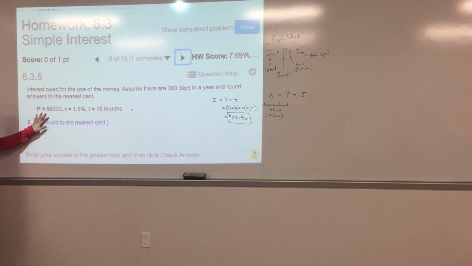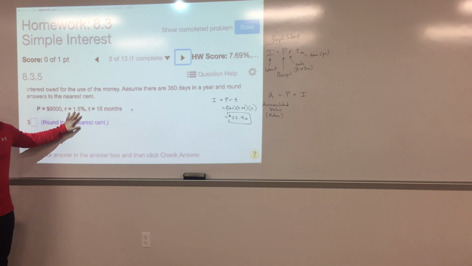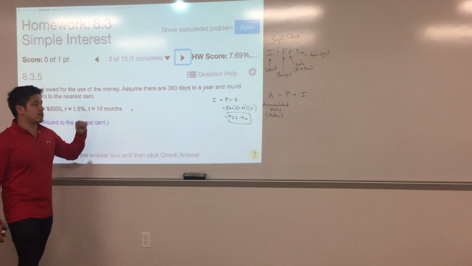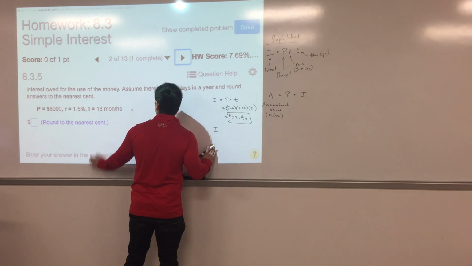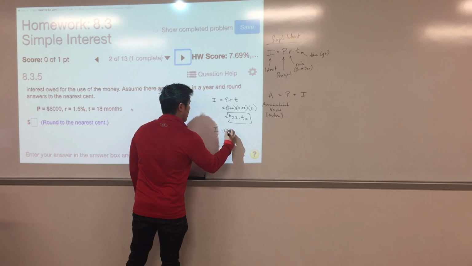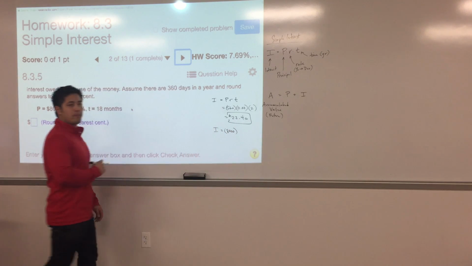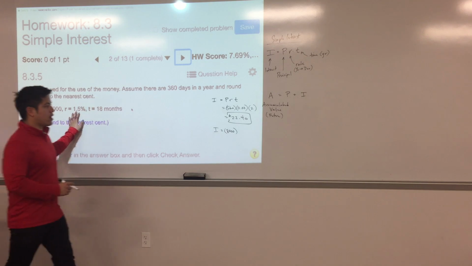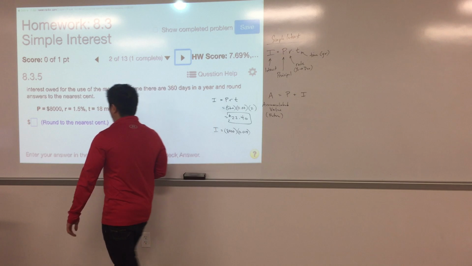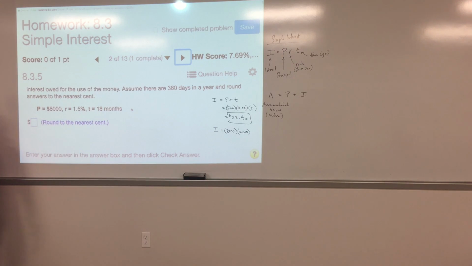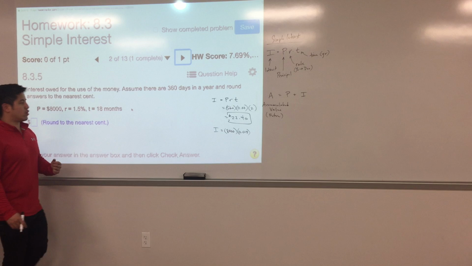This time the principal is $8,000, where you borrow $8,000. The interest rate is 1.5%, and the time is 18 months. So let's take a look at this. If we want to calculate the interest, it is going to be a factor of the money borrowed, your principal, $8,000. Your rate, is the rate 1.5? It is not, hopefully not. It's 0.015.